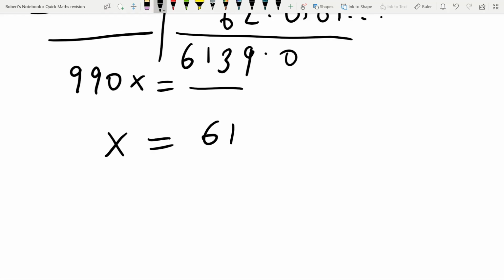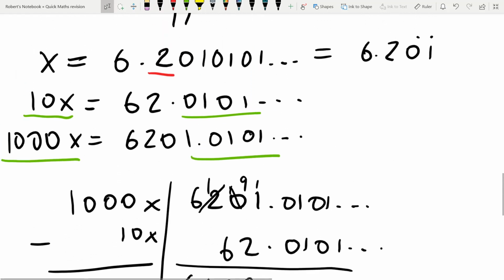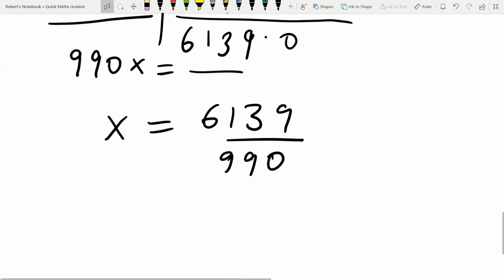So when we rearrange for x, x is going to be 6139 over 990. So as I said, this example here is about as difficult as any of these questions can get. It's just simple. The more you do the process of just plugging it in, multiplying, and then subtracting them away, you'll just get used to it, and that's really all you need to know to be able to do this. So hope you found this useful, and you should now be able to answer any questions you have on converting from a recurring decimal to an exact fraction.